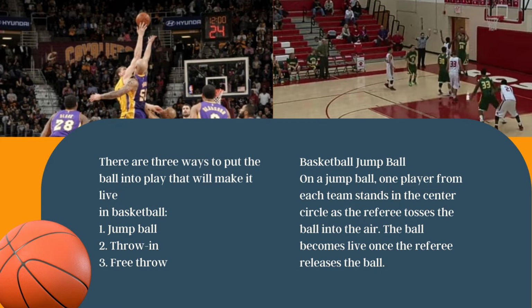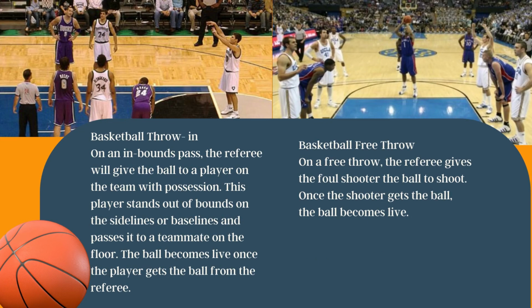Second, the throw-in. On an inbounds pass, the referee will give the ball to a player on the team with possession. These players stand out of bounds on the sidelines or baselines and pass it to a teammate on the floor. The ball becomes live once the player gets the ball from the referee. Third, the free throw. On a free throw, the referee gives the foul shooter the ball to shoot. Once the shooter gets the ball, it becomes live.